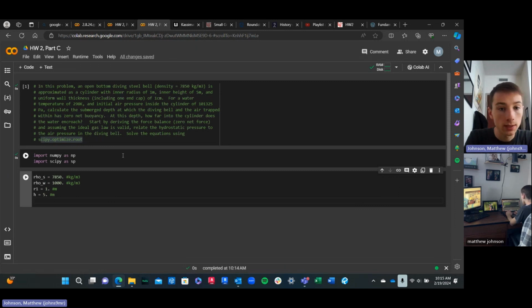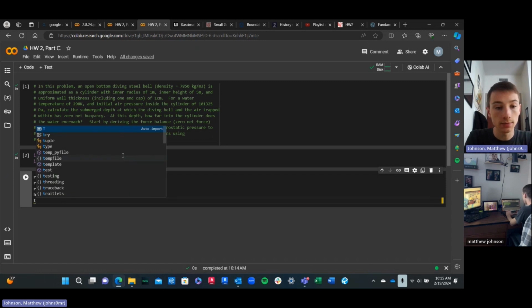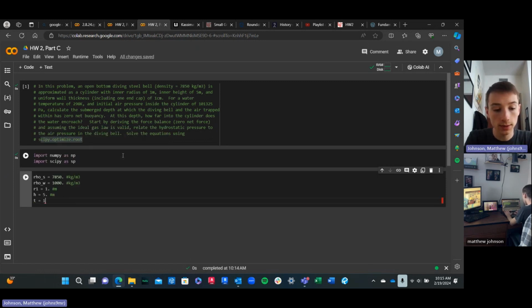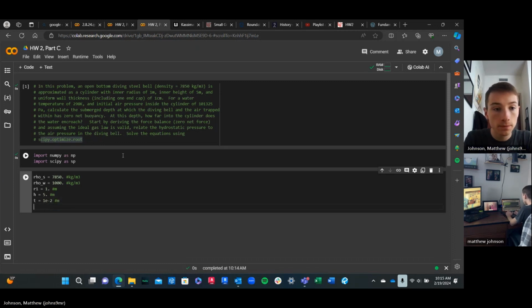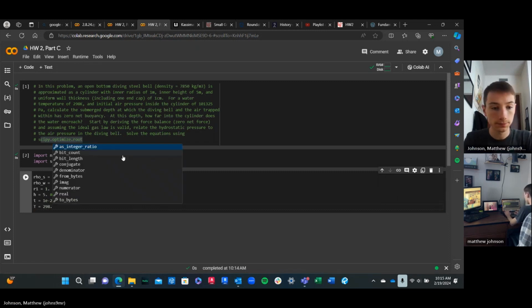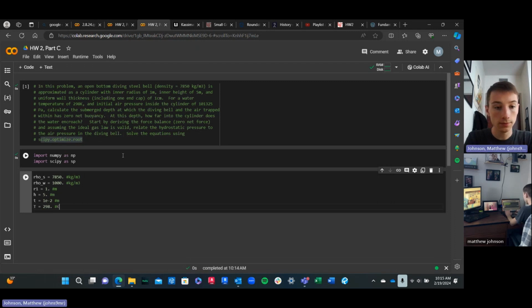Uniform wall thickness of 1 centimeter. So we'll say thickness is little t, and that'll be 1. We want this in meters because that's what the rest of our units are in. So instead of 1 centimeter, 1 times 10 to the negative 2, and that's meters. Temperature of 298 Kelvin, so that'll be big T, 298.